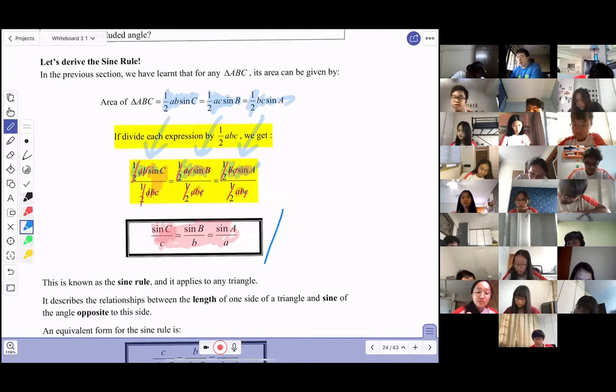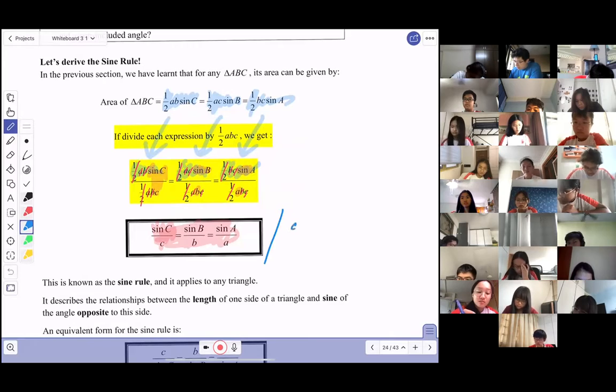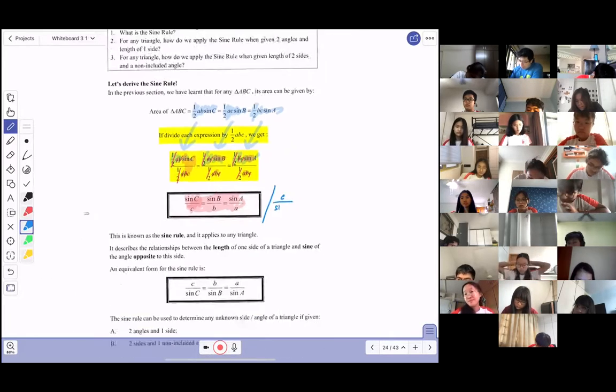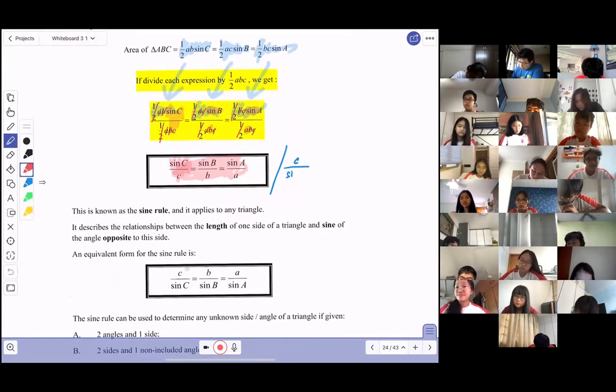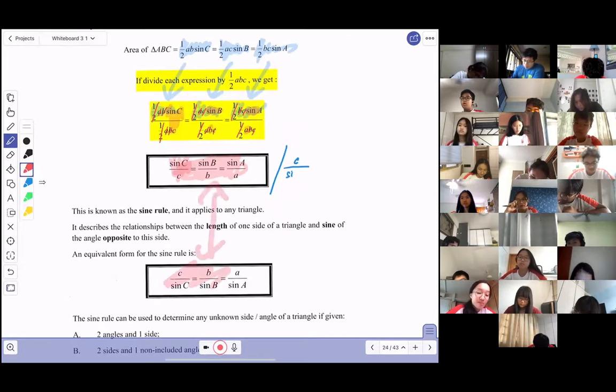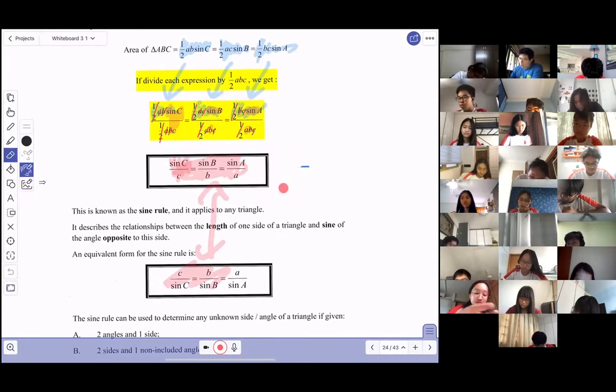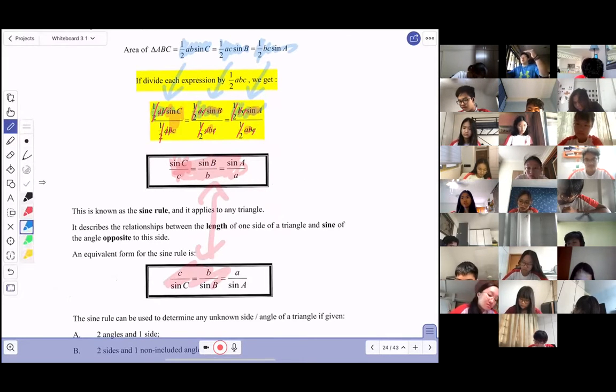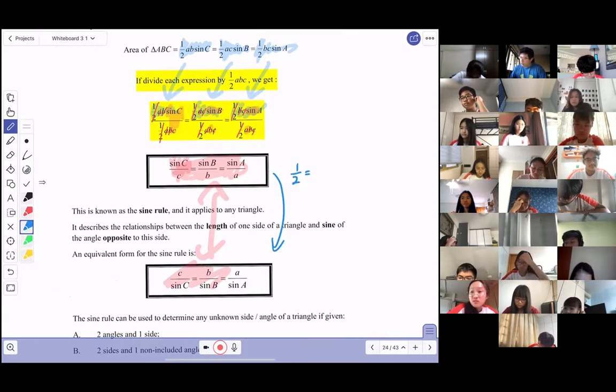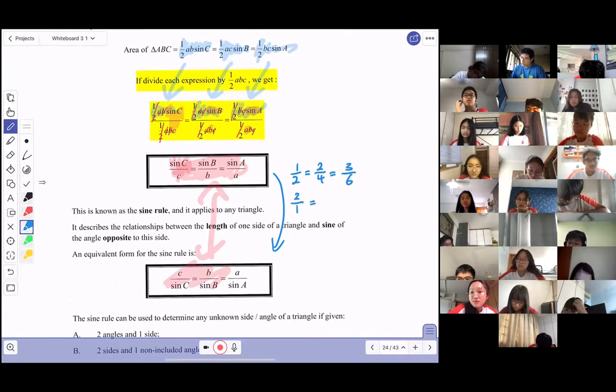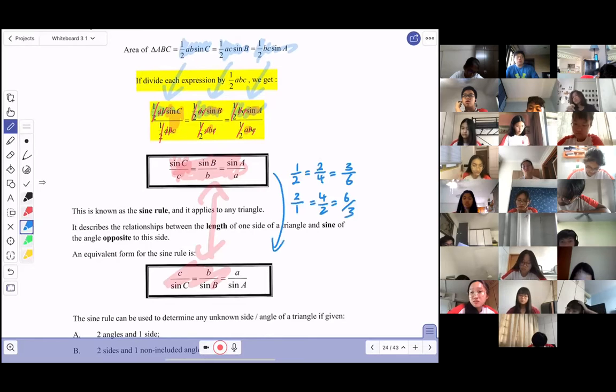At the same time, I can also say that C over sine C are also the same. So these two are the same, and they apply the same thing. Whether you want all the sides to be the numerator or you want to flip all the sides to be the denominator, both are okay. A simple analogy: if 1 over 2 equals 2 over 4 equals 3 over 6, I can also say that 2 over 1, 4 over 2, 6 over 3. When you flip the numerator and denominator, they have the same meaning.